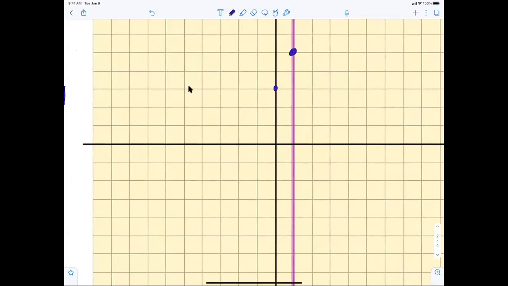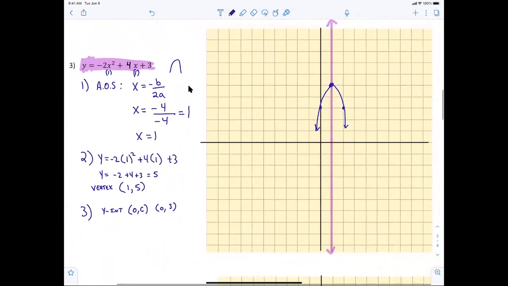And now what? You just draw 1 on the other side. And then you are graphing it. And now everybody go to their calculator. Y equals. And then type in -2x squared plus 4x plus 3. And see if that looks the same.